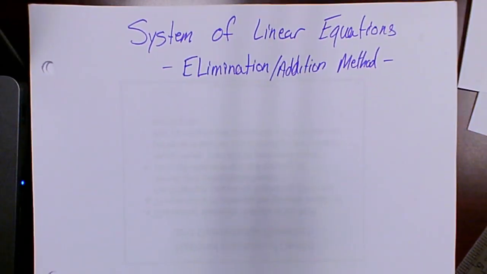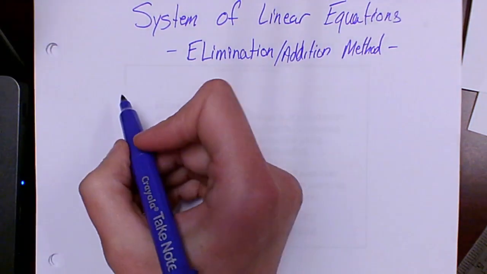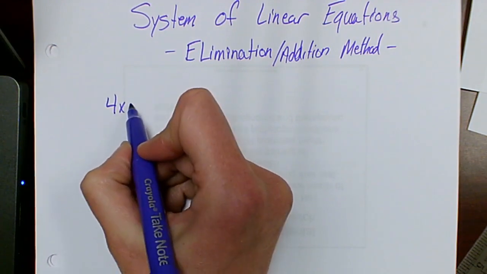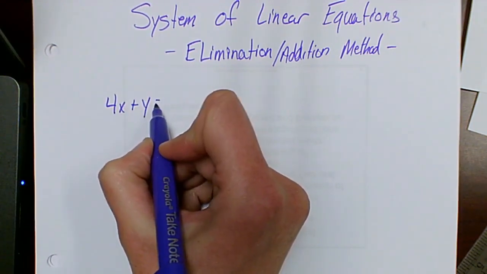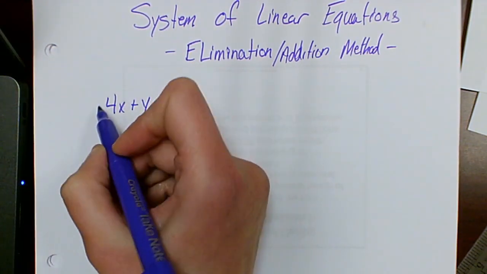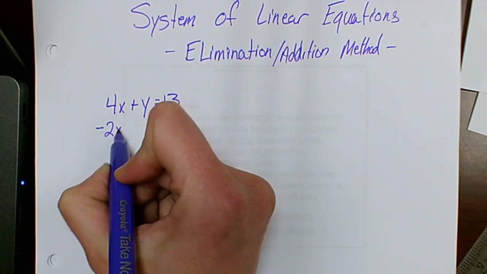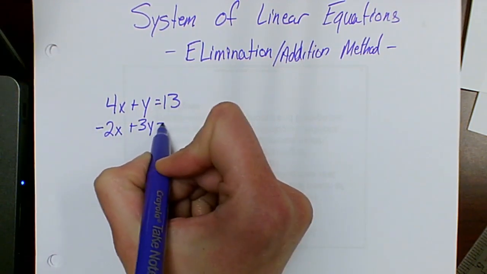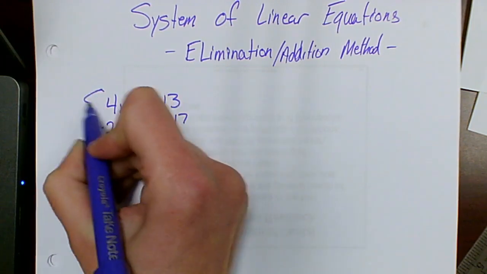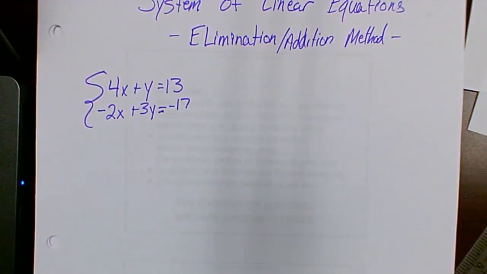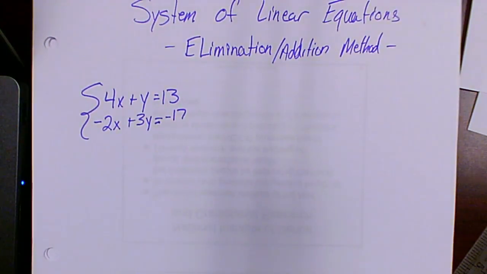System of linear equations, elimination or addition method. So instead of me writing out each step, I am going to go ahead and work an example and explain each step that we do. So we are going to look at this one, and yes, you could use the substitution method for this one, but we're going to do the elimination method.